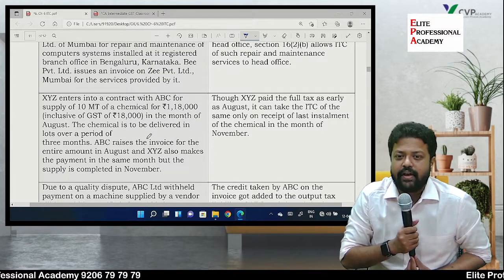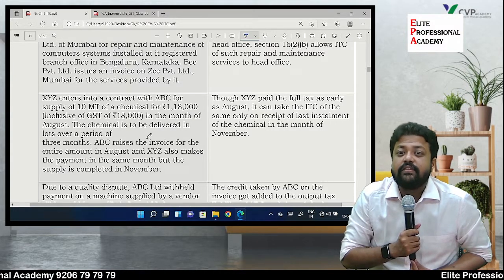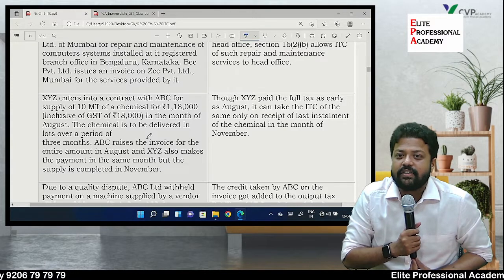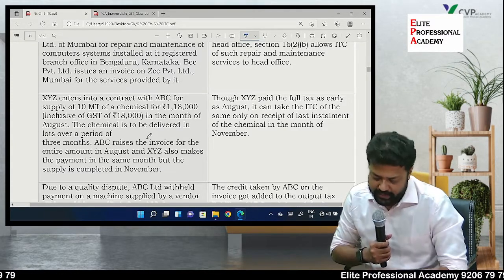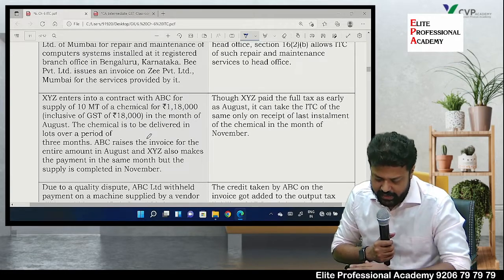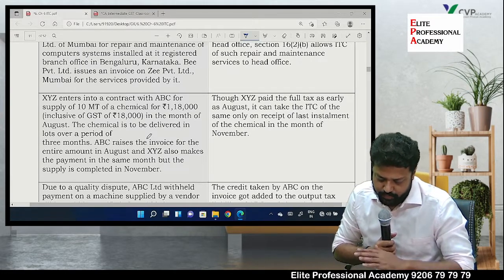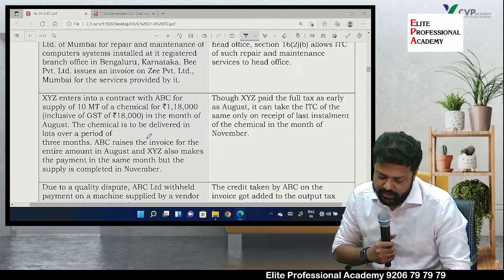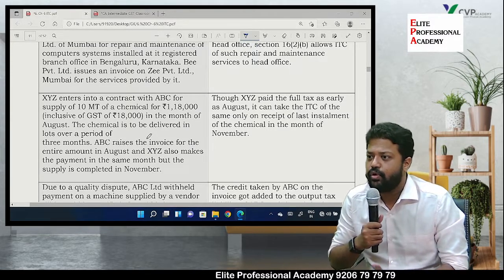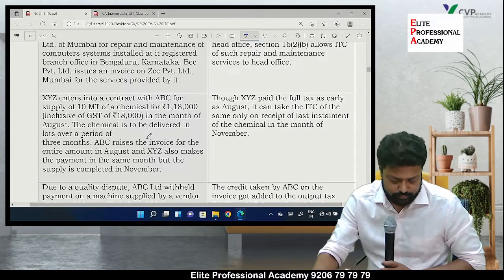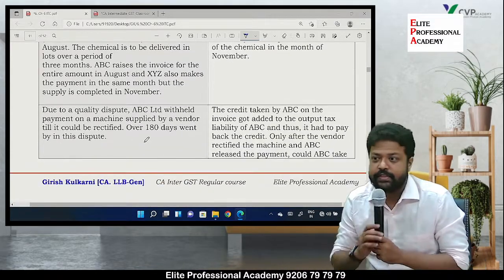November. Why? Supply completed or last lot? Though XYZ paid the full tax as early as August, it can take the input tax credit of the same only on receipt of the last installment of the chemical, that is in the month of November. Clear? Now next question.